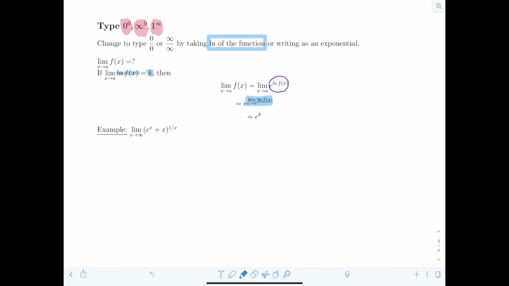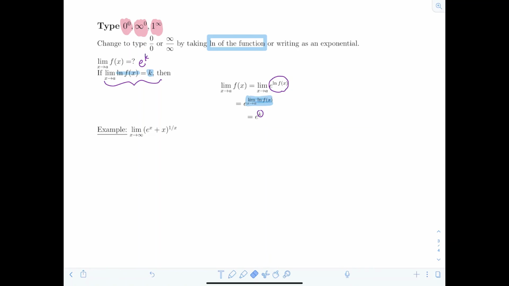And if we've established that the limit of the natural log of f of x as x approaches a is k, then I can substitute that result for the exponent, which means our final result for the limit as x approaches a of f of x is going to be e to the k. So after you take the natural log of the function and evaluate its limit and get some constant, the final answer to the original problem is e raised to whatever you got for that limit.